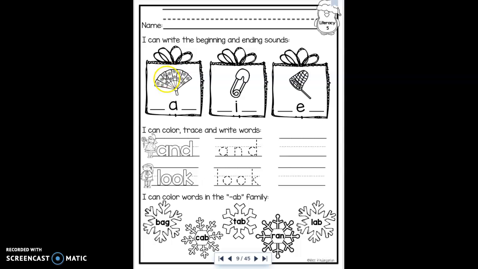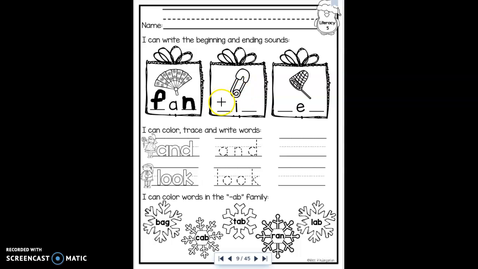So first of all, we have to figure out what the pictures are and then we can fill in the letters, okay? So the first one is a fan. In fan, I hear the f sound. That is made by the letter F. The A is the A, and the ending sound is N, an N. F-A-N, fan.